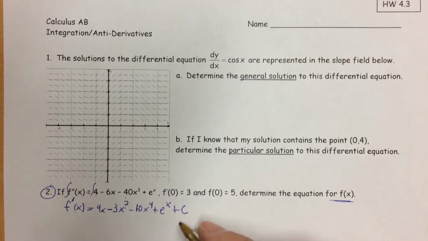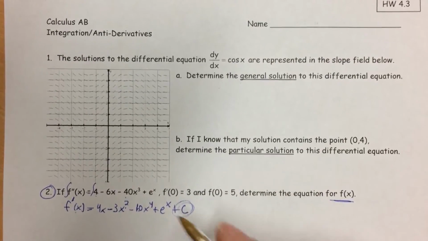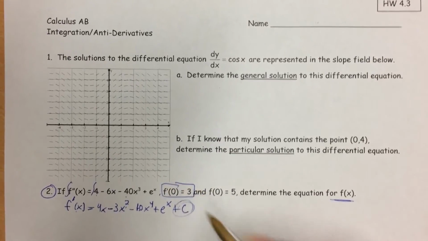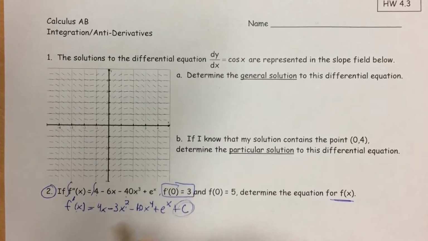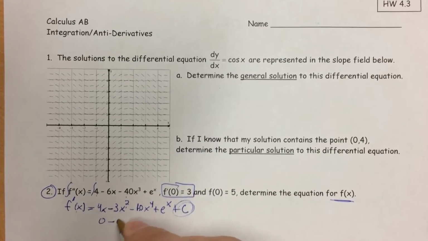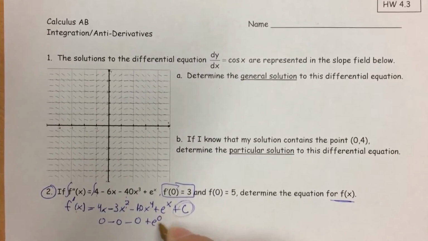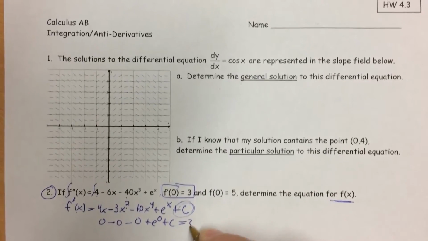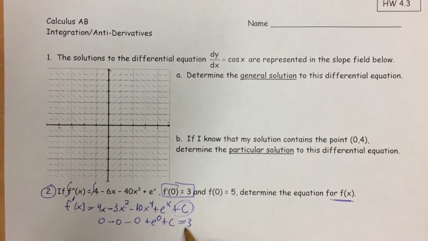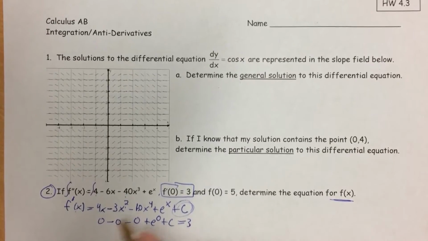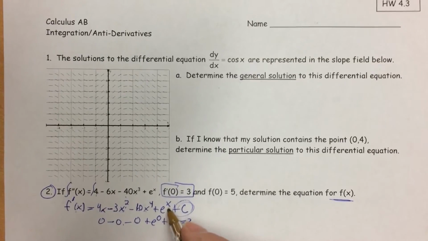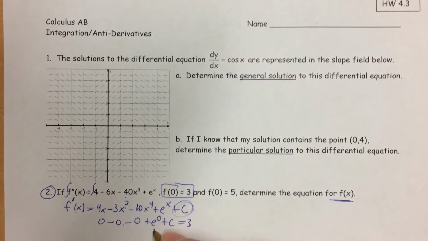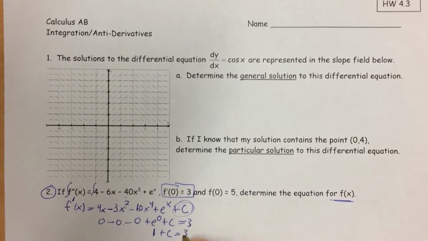Now, before we move on, we need to figure out what c is. We're finding the particular solution for the derivative, and what we're going to use is the information they give us here. They say the derivative when x is 0 is 3. So that means when x is 0, the derivative is 3. Now, notice I put zeros here because 4 times 0 is 0, 3 times 0 is 0, 10 times 0 is 0. E to the 0 is not 0. E to the 0 is 1. Anything to the 0 power is 1.